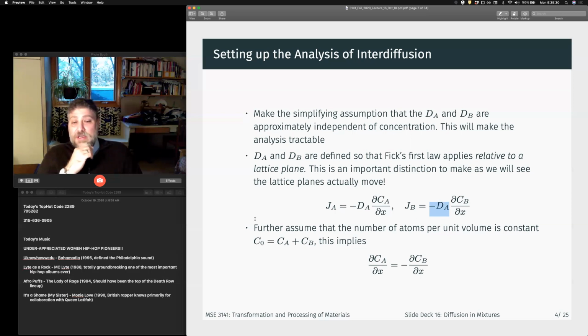Make a note. Okay, so we're going to also assume that the number of atoms per unit volume remains constant, right? So that allows us to write that the concentration gradient of A has to equal the negative of the concentration gradient in B.